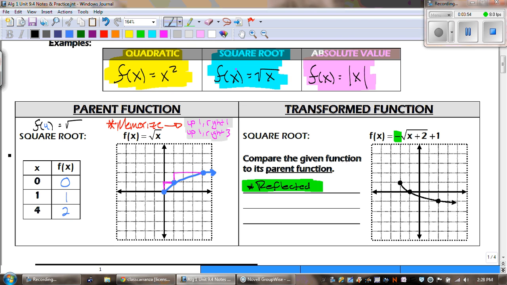All right, now let's talk about horizontally. We start in the center, but we moved how many spots to the left? We went 2, okay? So we went left 2. And that's important because see how it's plus 2? It's the same thing as a quadratic. How we moved, we do the opposite. We go left 2. All right.